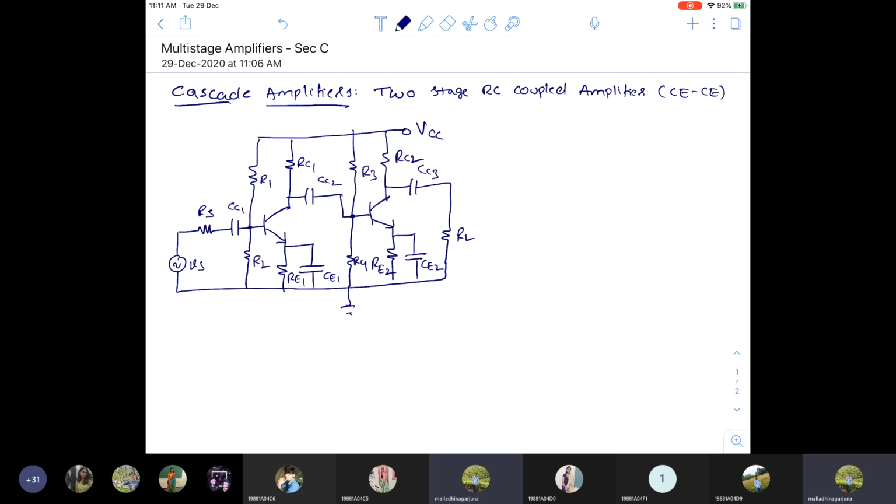Okay, so now see, this is the two-stage RC coupled amplifier. Is my screen visible to all of you? Yes, sir.